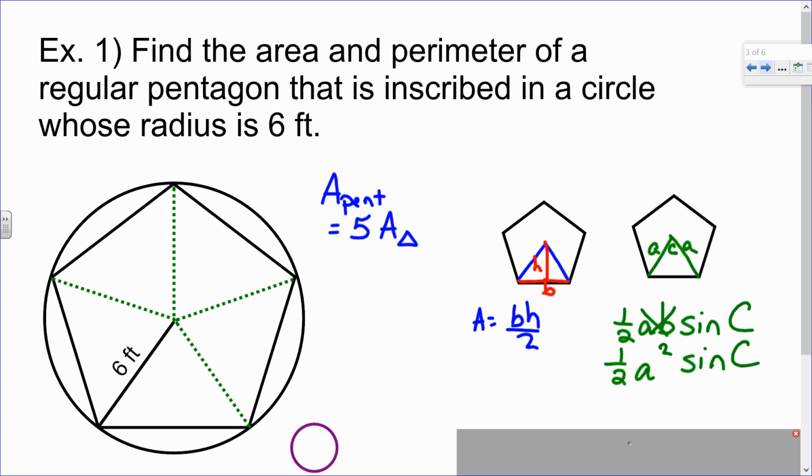So for this particular one, let's look at what we know so far. We know that this radius is 6. So we know this radius is also 6. If I could only get that angle in between, if I could only get this C up here, I'd be in great shape to use this second formula. Blake.